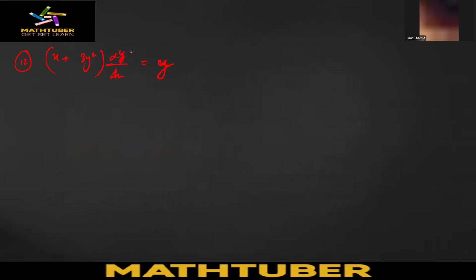So if we take dy by dx, we need the coefficient of dy by dx to be 1. So we will take this x plus 3y square in the denominator, which is again not a standard form for a linear differential equation. So what we need to do here is take this dy by dx to the other side. We will cross multiply it, and you will get y into dx upon dy, right?